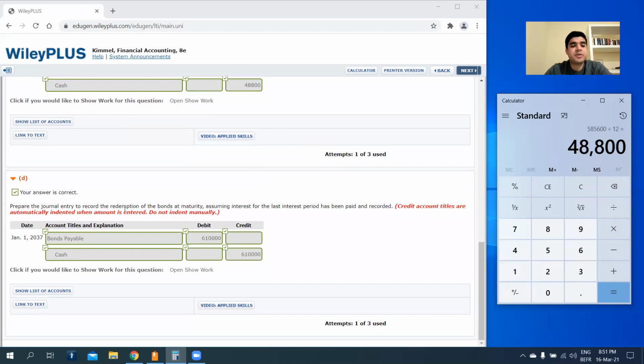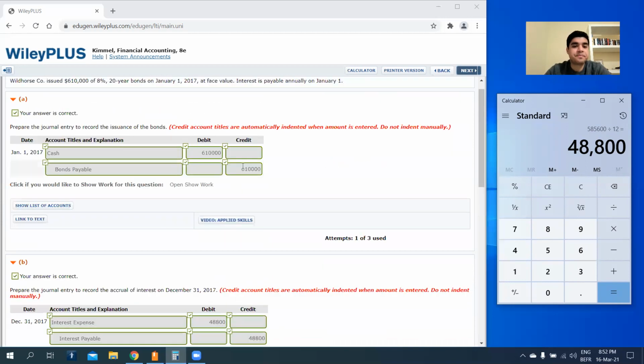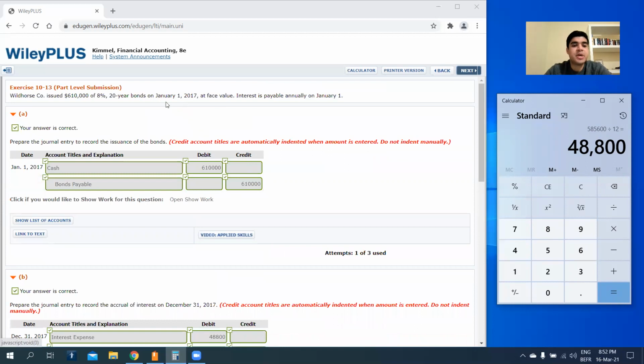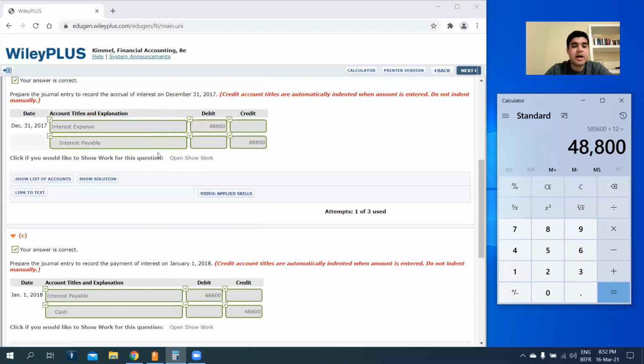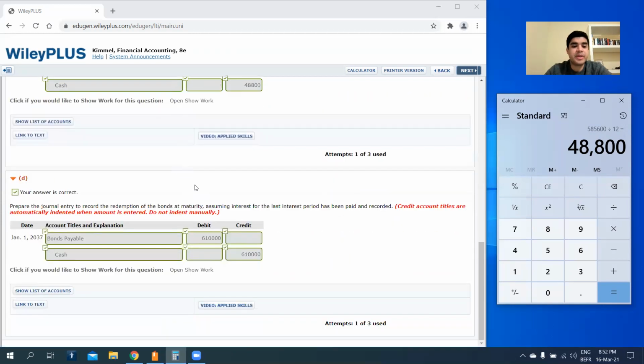Then the last part of this exercise asks us to do the following. Prepare the journal entry to record the redemption of the bonds at maturity, assuming interest for the last interest period has been paid and recorded. So here we are assuming we have this bond for 20 years. And for 20 years, we have been paying all the interest. Year after year, we're paying the interest.